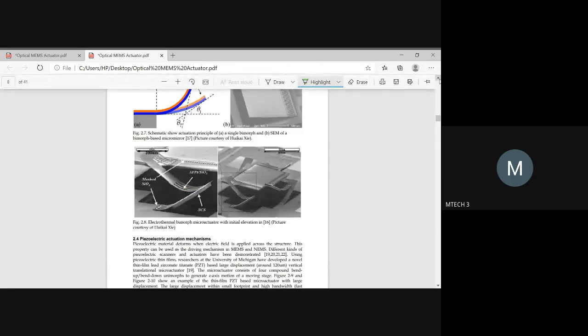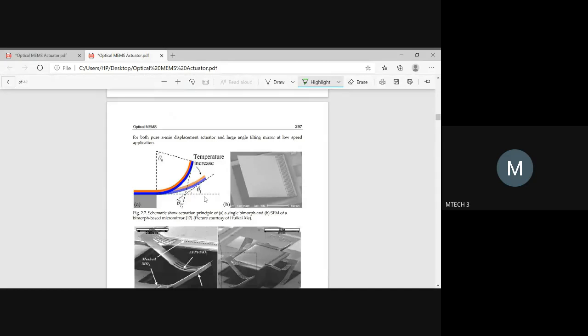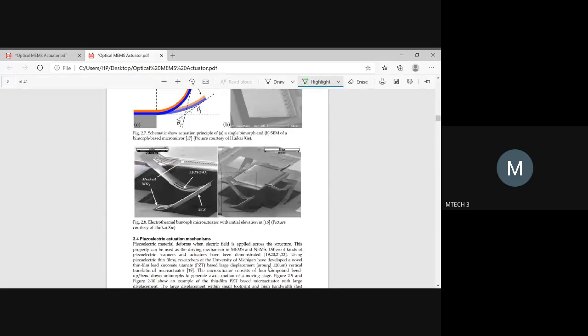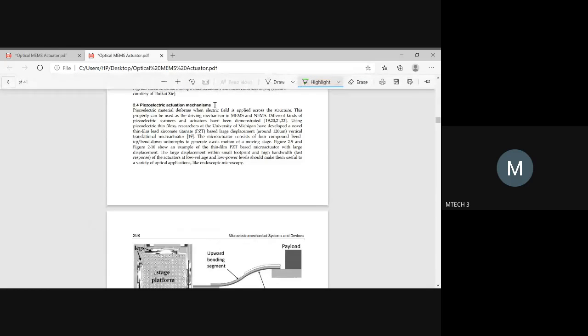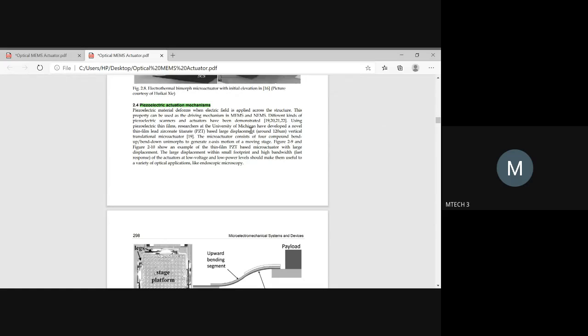Later they have tried to show the inclination of the angle using a biomorph. These are totally experimental approaches, just understand the mechanisms. The next mechanism they have told about is the piezoelectric actuation mechanism. Here, based on the polarization field you are providing, the required actuation mechanism will be done. This type of actuation mechanism could be applied for both MEMS and NEMS.